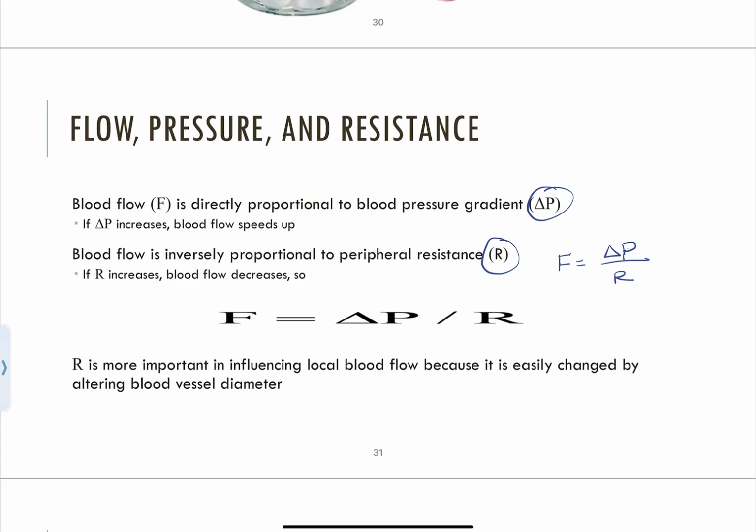When we're talking about all the components of this formula and blood flow in general, resistance is going to be the most important in influencing local blood flow because we can easily change it. We can't really change, at least quickly, the length of our blood vessels, so we really are focusing on the diameter or the amount of resistance.